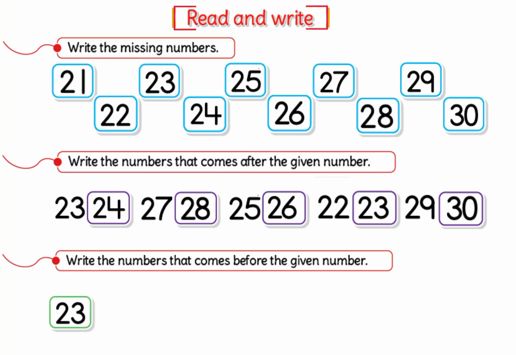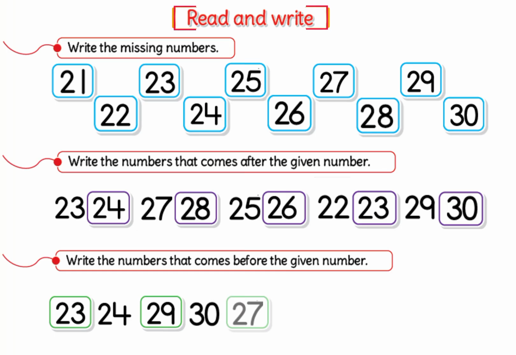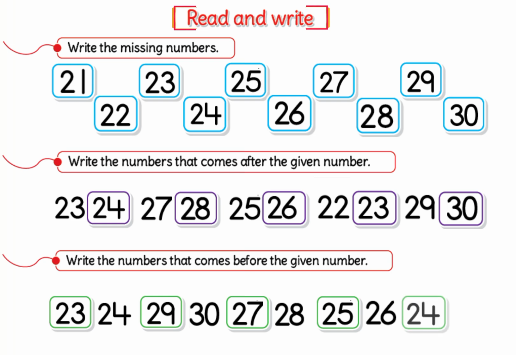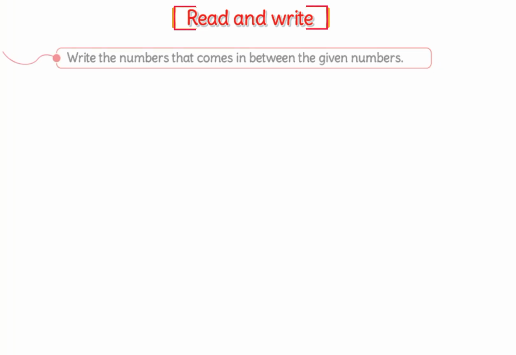23, 24, 29, 30, 27, 28, 25, 26, 24, 25. Write the numbers that come in between the given numbers.